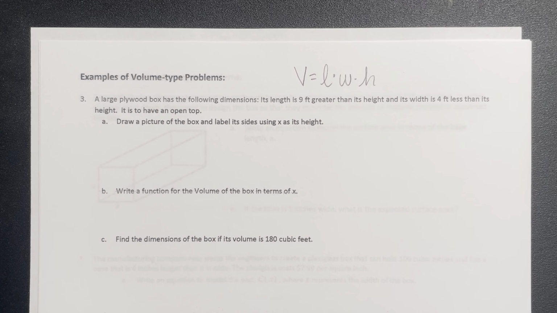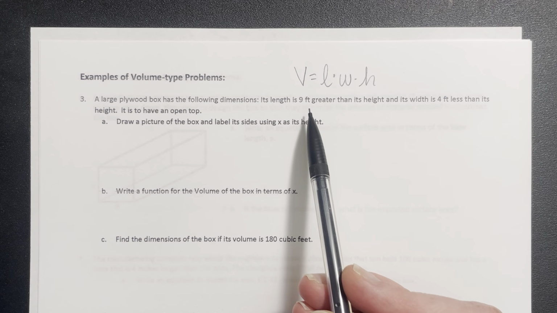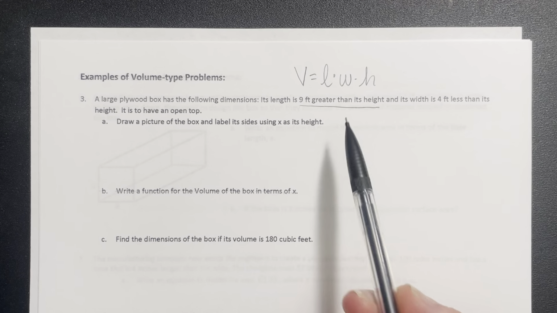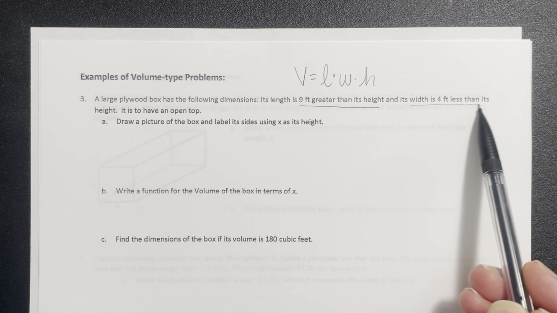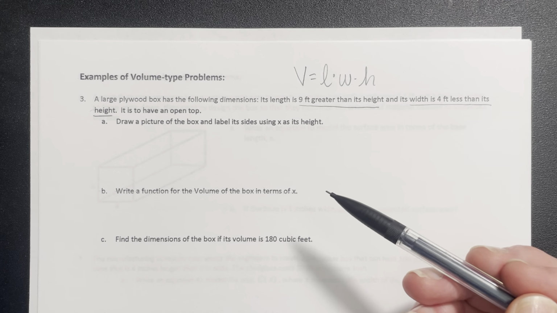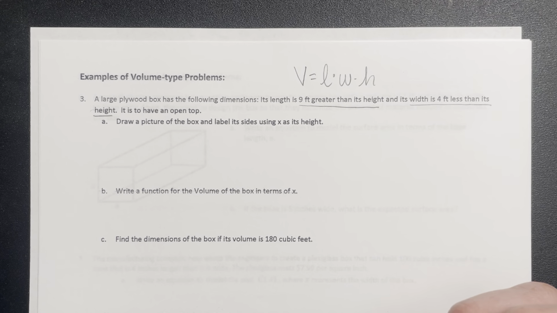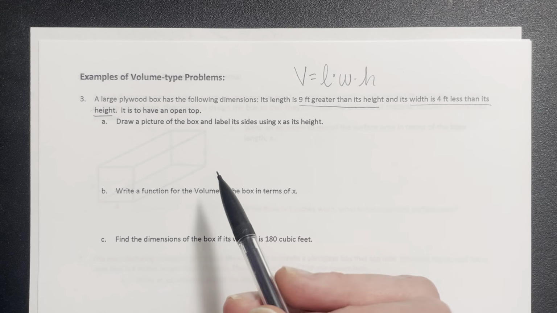So next we're going to look at polynomial models, specifically volume type problems. In number 3, we have a large plywood box with the following dimensions: its length is 9 feet greater than its height, its width is 4 feet less than its height, and it is to have an open top. Now the open top doesn't really matter right now, but we will see open top box problems a lot throughout these notes. And that just means that there is no top, you can reach directly into the box.